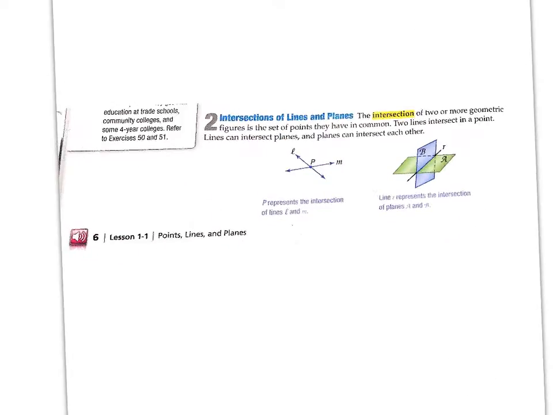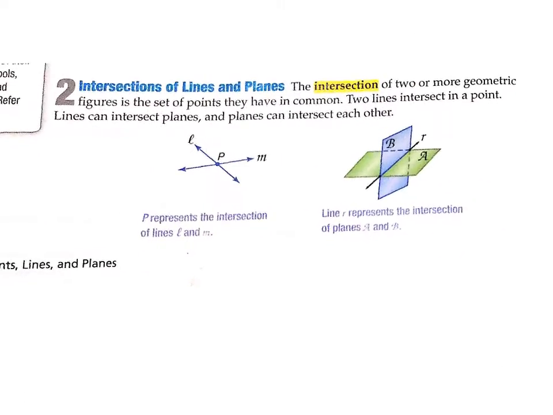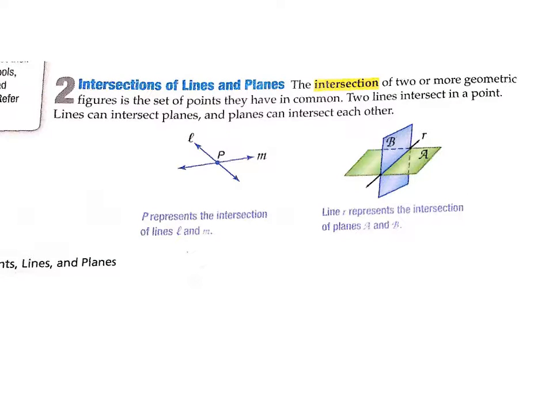So here we look at intersections. Okay, so when 2 lines intersect, they intersect at a point. When 2 planes intersect, they intersect in a line. And there are other intersections that can occur, and we'll look at some here in these examples.